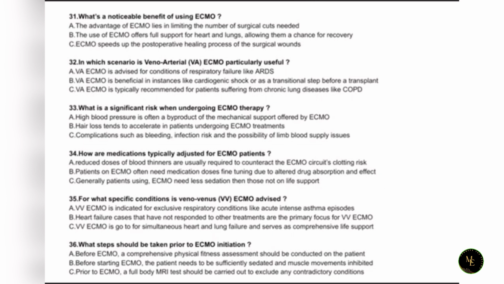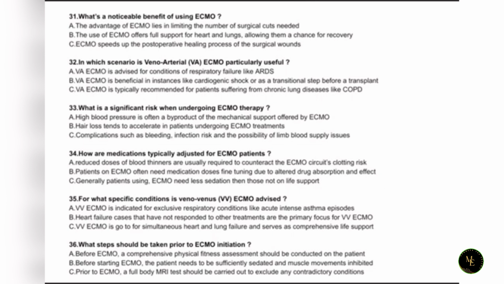The initiation of ECMO should be performed only in specialized centers with multidisciplinary teams experienced in its use. Always remember, ECMO is a team sport that involves surgeons, intensivists, specialized nurses, perfusionists, and pharmacists. Speaking of pharmacology, it's crucial to realize that patients on ECMO often require adjustments in medication dosages due to changes in pharmacokinetics and pharmacodynamics. For example, these patients might need more aggressive anticoagulation to prevent clotting within the ECMO circuit.